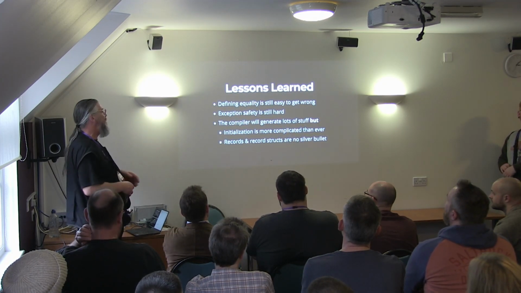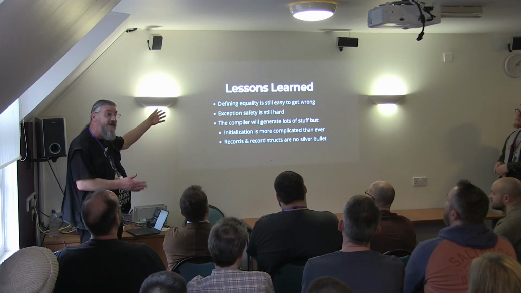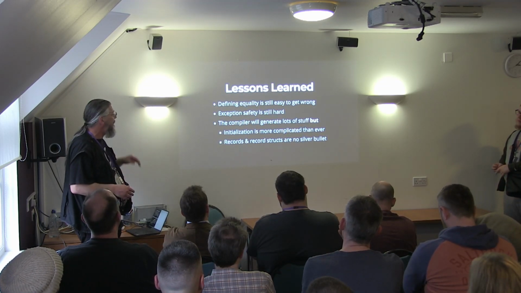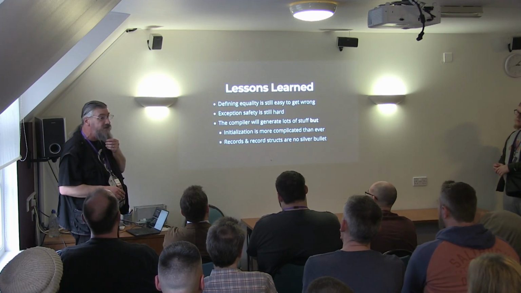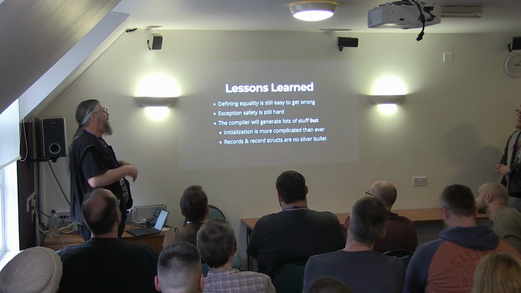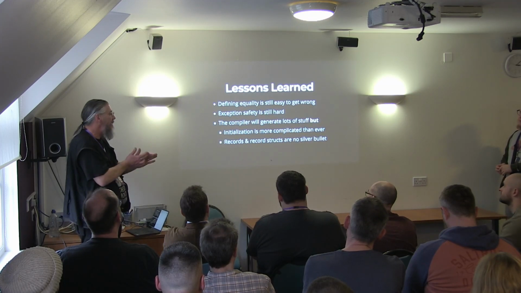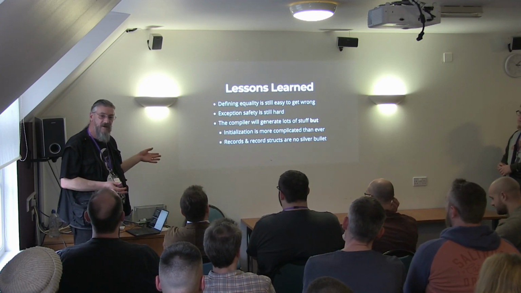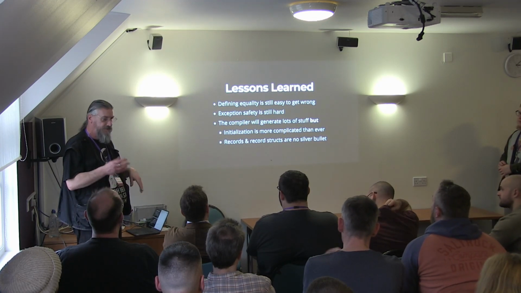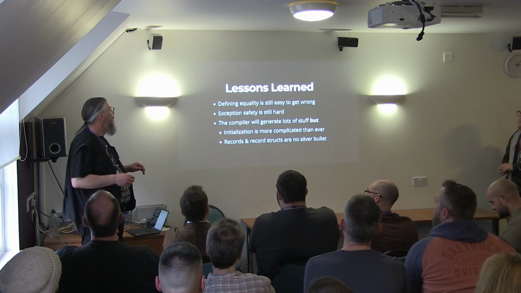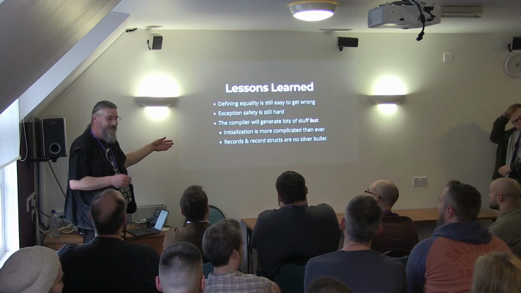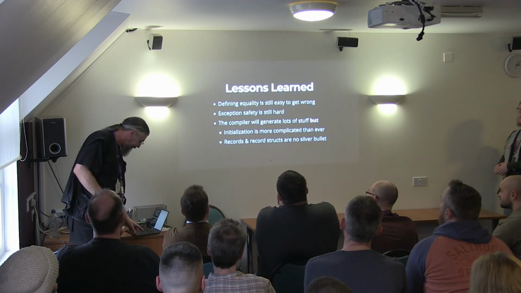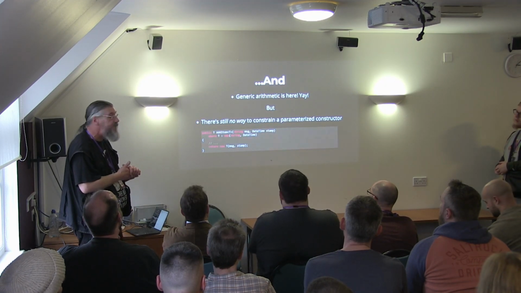What have we learned? That defining equality is still easy to get wrong. Something you've had to do for 20 years, still easy to get wrong. Exception safety is still not as easy as it might be. The compiler can generate lots of stuff on your behalf, but object initialization is more complex than ever. And C++ programmers are going, yeah, simple, isn't it? Records are a great structure, but they're not a silver bullet. And generic arithmetic's here!